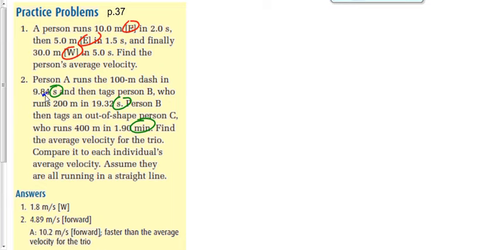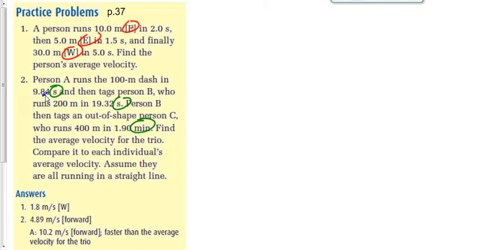Person B runs 200 meters in 19.32 seconds, which is also pretty good. Person C, 400 meters in 1.9 minutes. That might not be so bad. It depends upon whether they're running hard or just kind of jogging, right? If you're sprinting, that's not so good. Find the average velocity for the trio. Compare it to each individual's average velocity. Assume they're all running in a straight line.